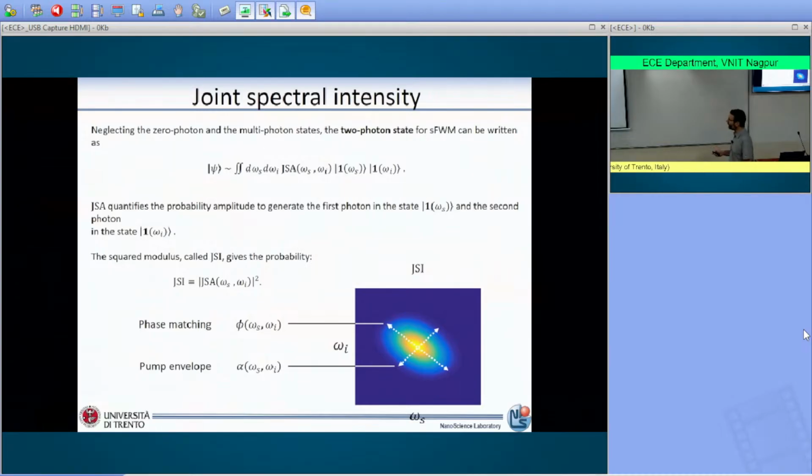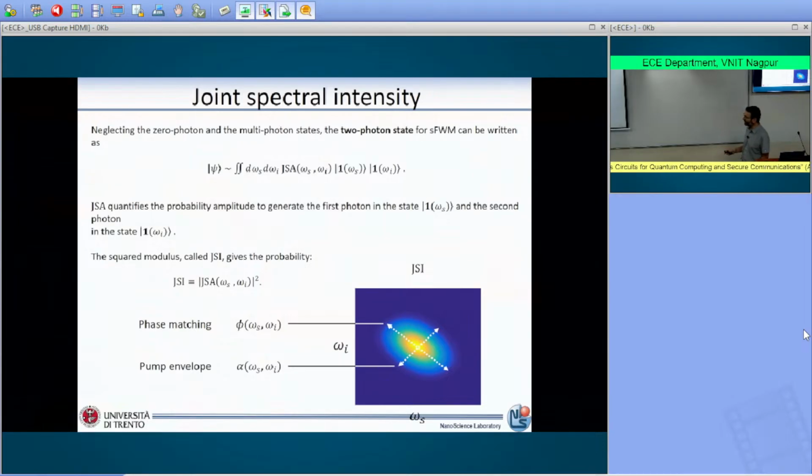Then we have the joint spectral amplitude, which quantifies the probability to generate the first photon in the state 1 omega s, and the second photon in the state 1 omega i. Therefore, if we want information about whether those states are factorizable or not, we have to look at the joint spectral intensity, which is a function that depends on the frequency of the signal photon and the frequency of the idler photon.